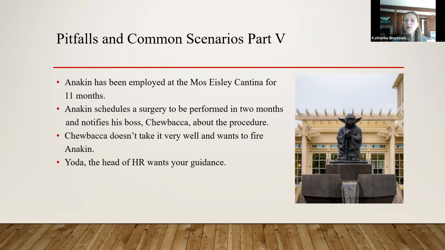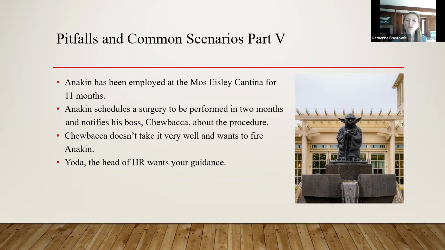But it would also be important to calculate whether or not he meets that 1,250 hour threshold. We don't know from the facts that David shared with us how many shifts he's worked at the cantina. We don't know if he's full-time. Maybe he's only had 1 or 2 shifts over the past calendar year. So that would be an important question for Yoda to ask.